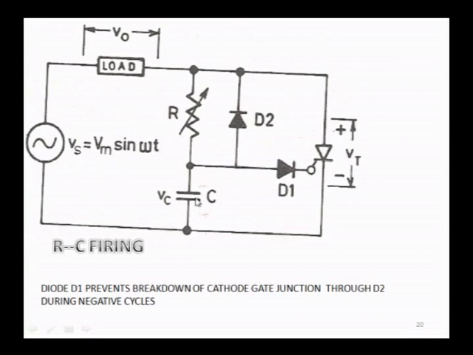Now, this is an RC firing circuit. This diode D1 prevents breakdown of the cathode gate junction through D2 during negative cycles. So, this diode D1 is a protective device. You can connect this diode in parallel also in some circuits. You can find this type of connection in gating circuits, diode being connected in series, diode being connected in parallel.